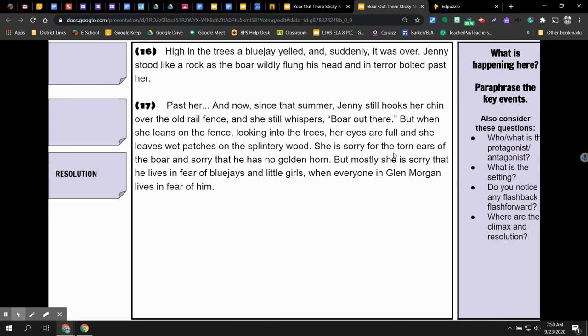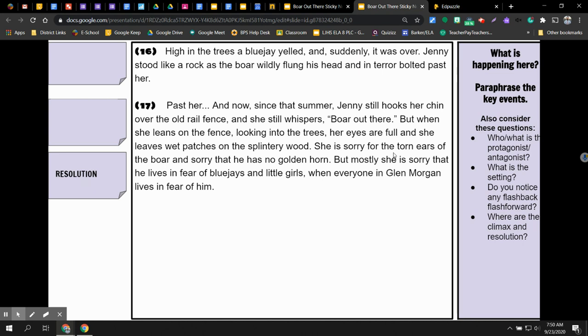High in the trees, a blue jay yelled, and suddenly it was over. Jenny stood like a rock as the boar wildly flung his head and in terror bolted past her. And now, since that summer, Jenny still hooks her chin over the old rail fence, and she still whispers, "Boar out there." But when she leans on the fence, looking into the trees, her eyes are full, and she leaves wet patches on the splintery wood. She's sorry for the torn ears of the boar, and sorry that he has no golden horn, but mostly she's sorry that he lives in fear of blue jays and little girls, when everyone in Glenmorgan lives in fear of him.